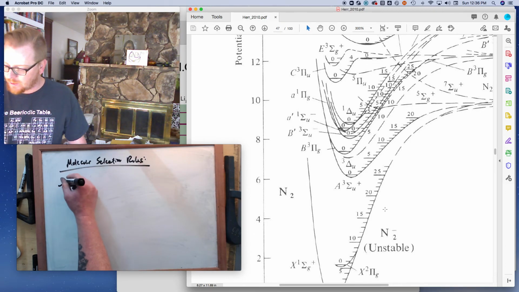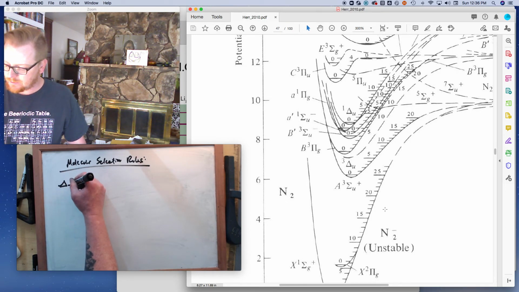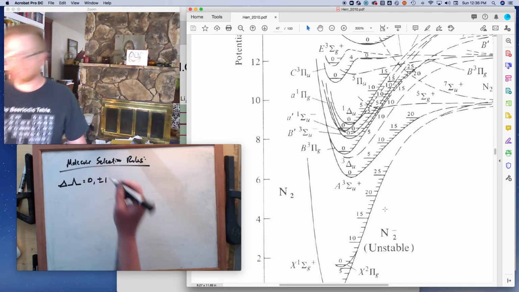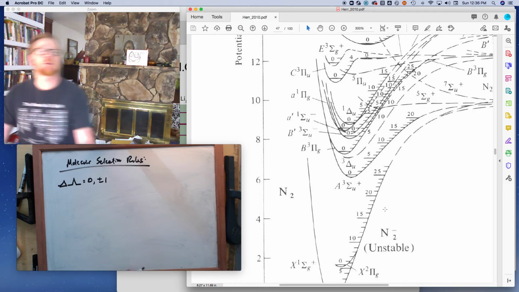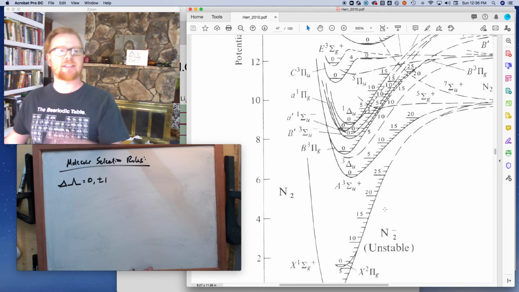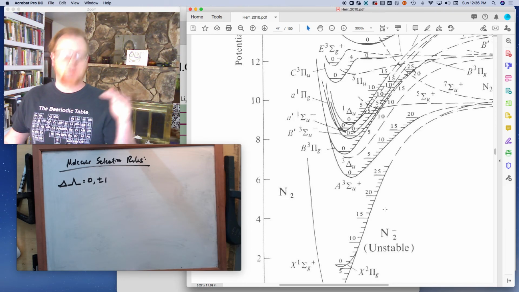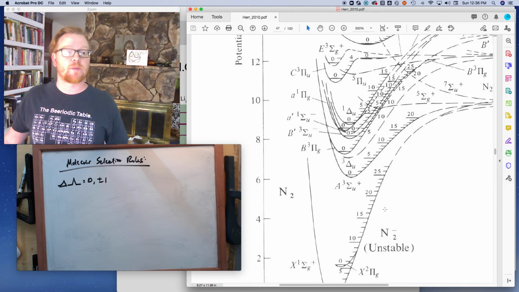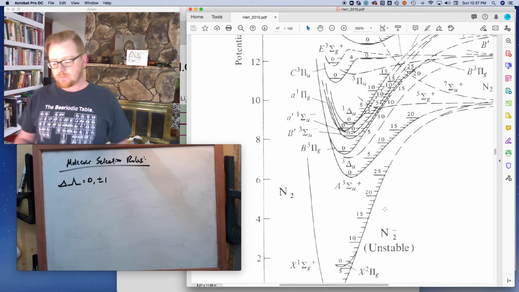okay, so delta lambda can only be 0 or plus or minus 1. So that was very similar to atomic terms, where you can go from an S state to a P state, but not an S state to a D state. So what that means is you can go from a sigma to a pi, or a pi to a delta, but not a sigma to a delta. And of course, you can go sigma to sigma as well, or pi to pi.